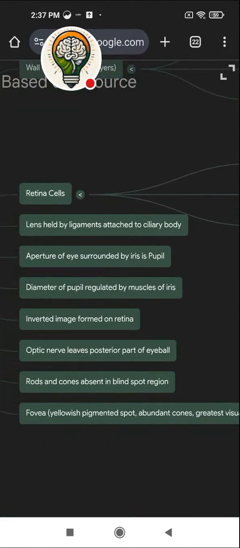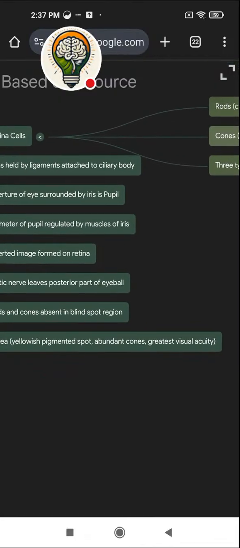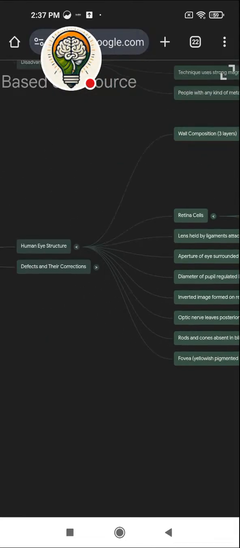Then the lens is held by ligaments attached to the ciliary body, and the aperture of the eye surrounded by the iris is the pupil, and the diameter of the pupil is regulated by muscles of the iris. The inverted image forms on the retina, and the optic nerve leaves the posterior part of the eyeball. Rods and cones are absent in the blind spot, and the fovea is the yellowish pigment spot with abundant cones, and the greatest visual activity is at the fovea.